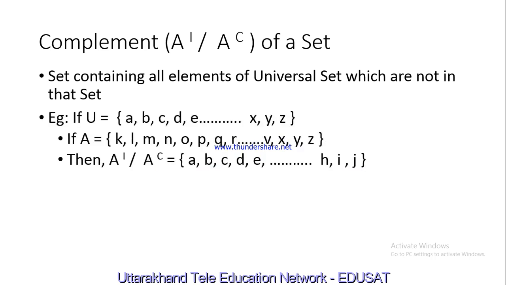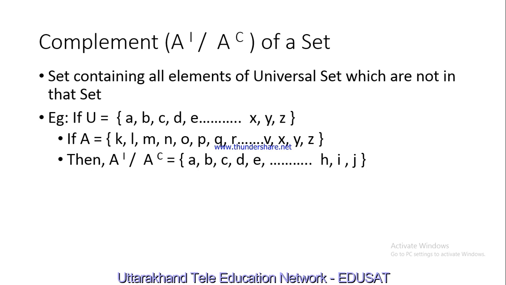Let us take this example. If the universal set is the set of all the English alphabets, and A is equal to K, L, M, N, O, P, Q, R till V, X, Y, Z. So all the elements which are present in U but which are not present in A will give you the complement of A. So A dash or A^C, or in other words the complement of A, is equal to all the elements which are present in U, the universal set, but they are not present in A.